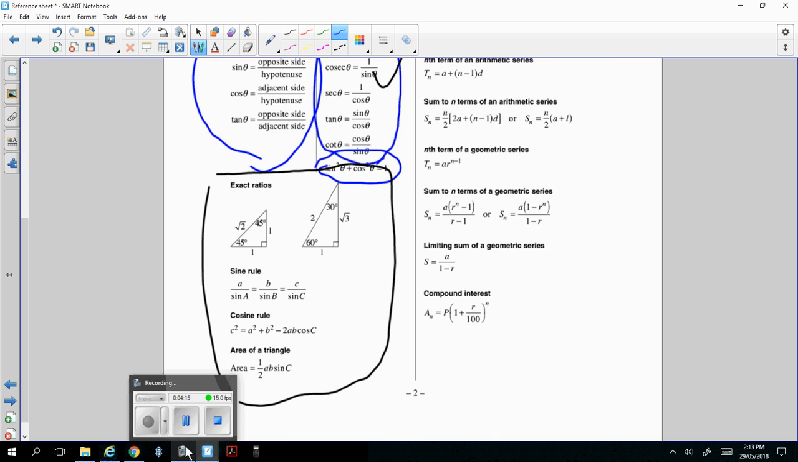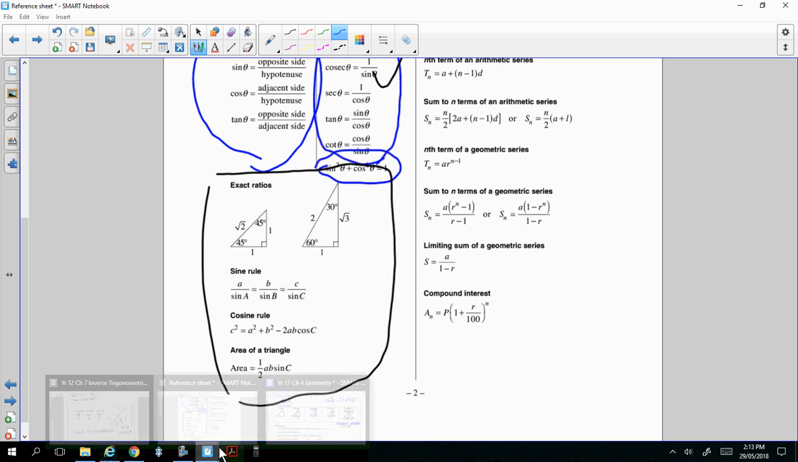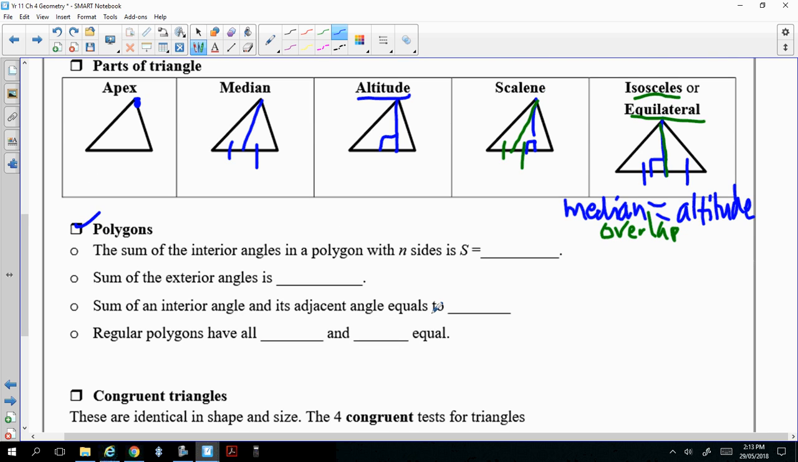Polygon. Angle sum of polygon, yes, it's on the formula sheet: 180 times n minus 2. Sum of the exterior angles is 360. Doesn't matter how many sides you have, it's always 360. Sum of an interior angle and its adjacent angle equals to... alright, what does that mean? If I draw a polygon like this and extend the side, the exterior angle and the interior angle add up to 180.